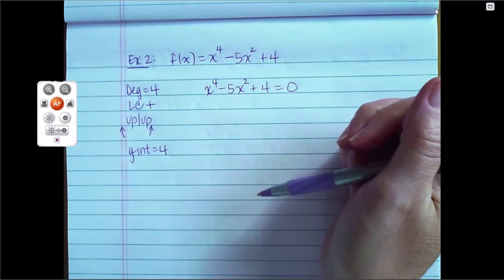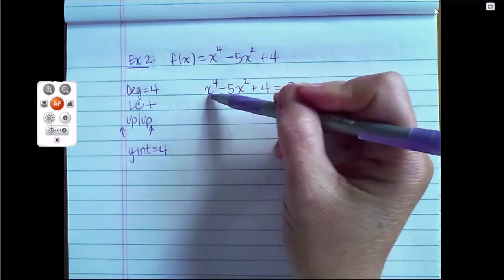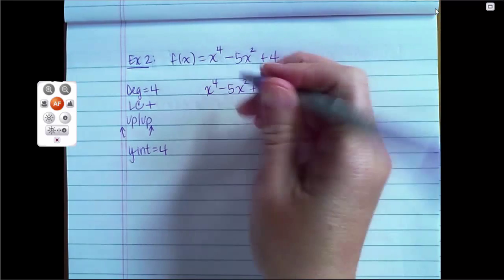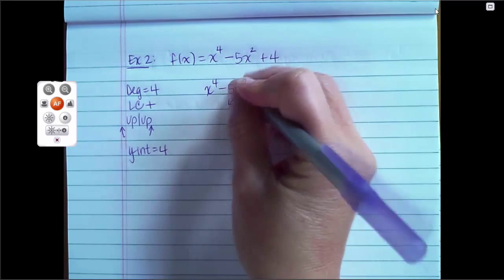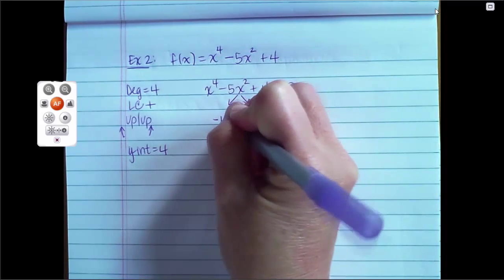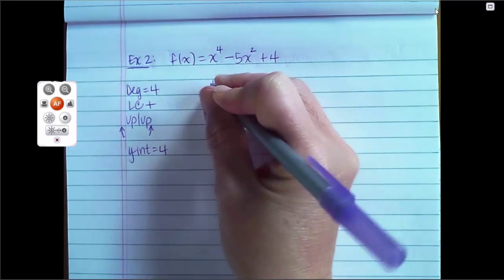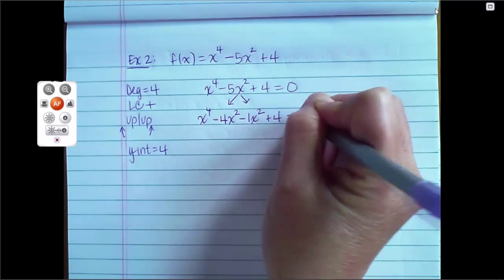I can split the middle on this and it'll help me. So I need two numbers whose product is 4 and sum is negative 5. Well, that's negative 4 and negative 1. So I'm going to split this middle, keeping in mind when you split that middle you keep the variable and its exponent. So this is negative 4x squared minus 1 more x squared. You bring down the front x to the fourth and the back term plus 4.